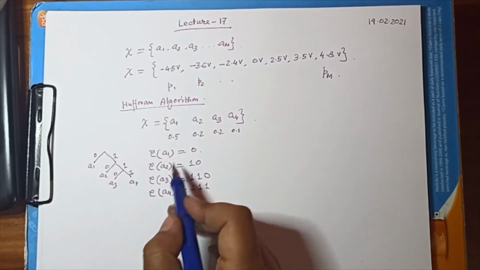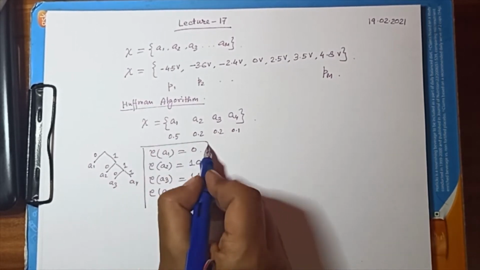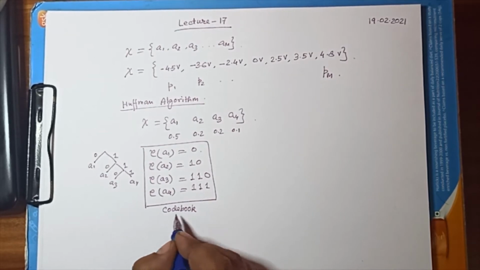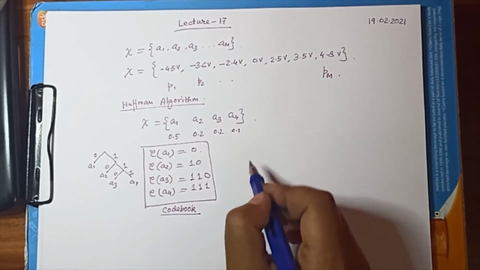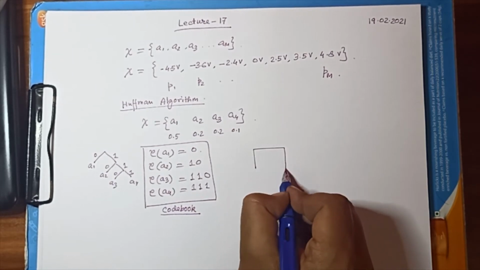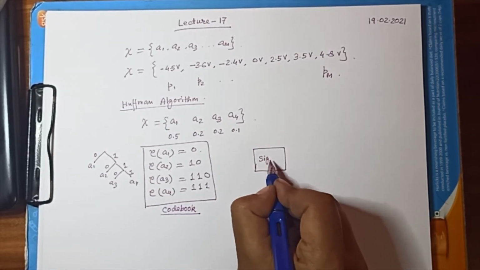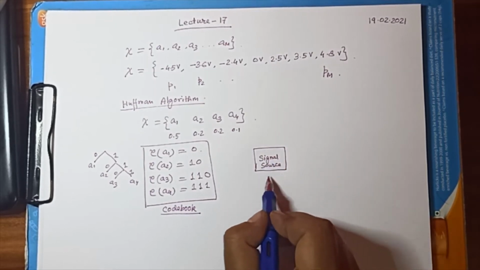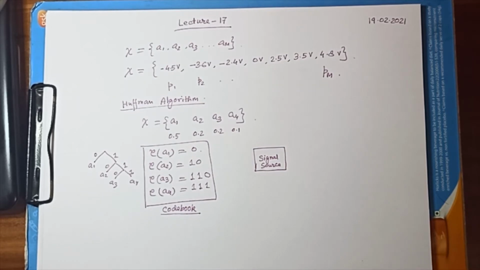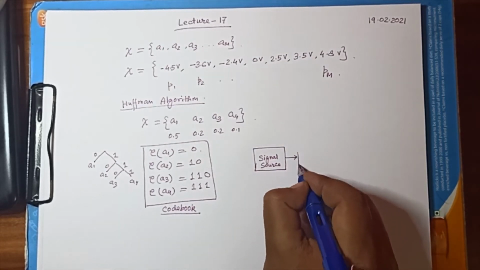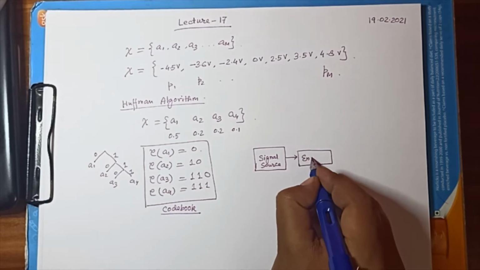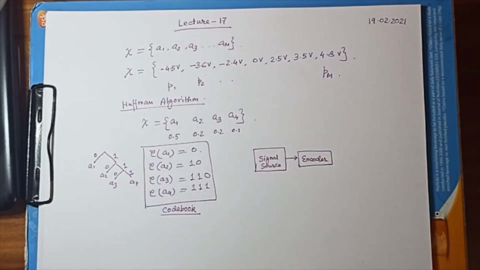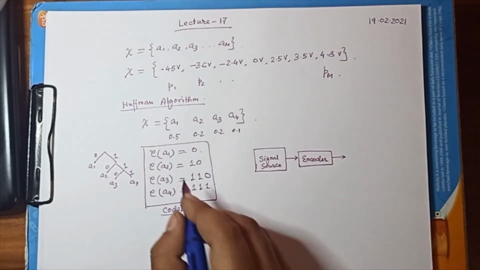Now this tree or this code assignment, which is in this tabular form, I call the code book. The code book should be available to both the transmitter and the receiver side. So it is like your signal source, which is generating a random process, and I am including the sampler and quantizer within this. Then it passes through the encoder. The input to the encoder is these values coming out of the quantizer, and the encoder is assigning codes to these values.